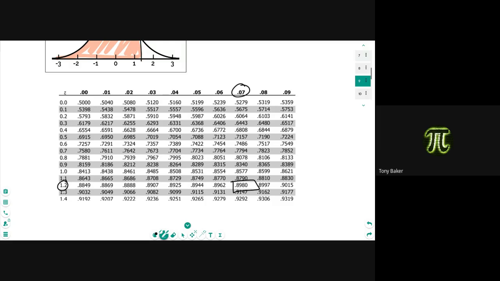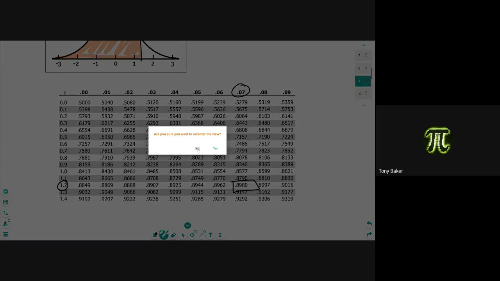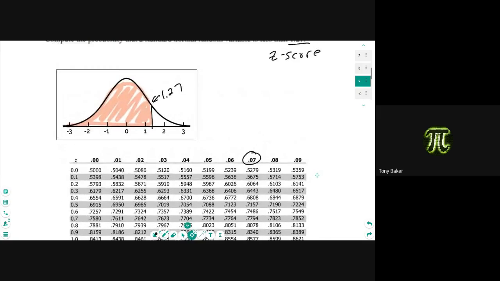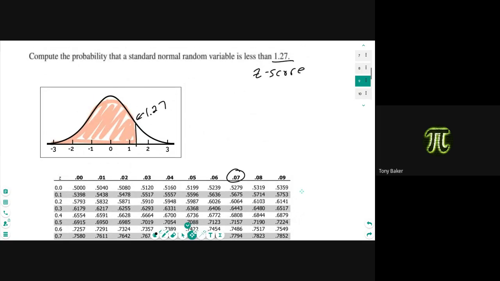These sheets will always have the 0 on the left, so it's 0, 1, 2, 3, not 1, 2, 3, and then the zeros at the end. So 1.27 is 0.8980. So the probability that will be in there is 0.8980. So that is the probability that the variable is less than 1.27.